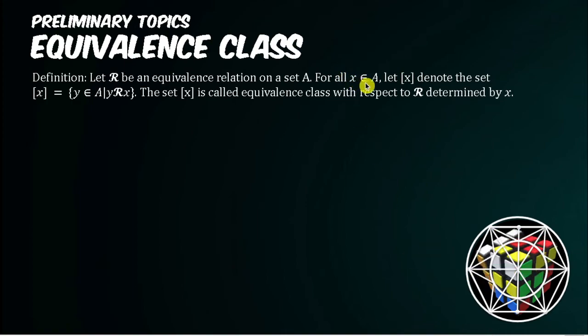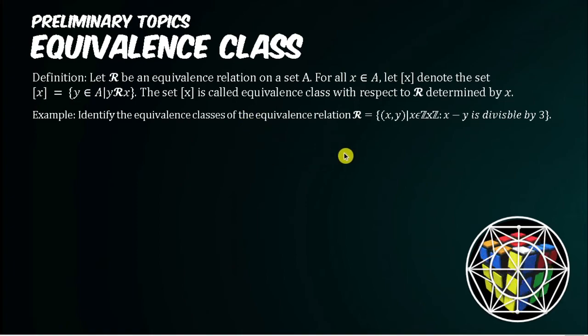For all x element of the set A, let this notation denote the set of all y element of A such that y is related to x. Then this set is called the equivalence class with respect to R determined by x. In other words, the equivalence classes are just the subsets created by considering a particular equivalence relation.